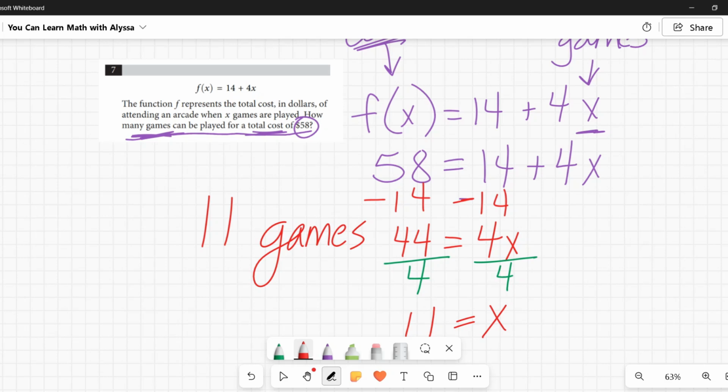That seems really expensive. $4 a turn. Wow. Okay. All right, so 11 is my answer for that.